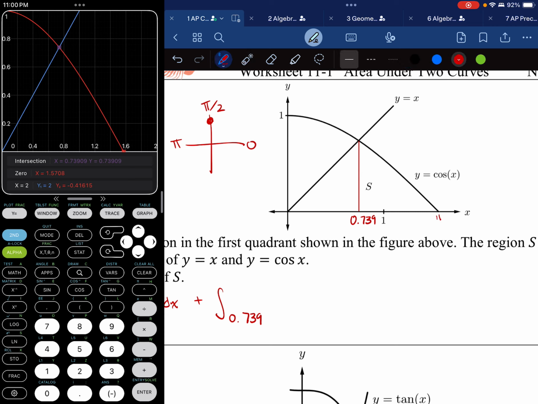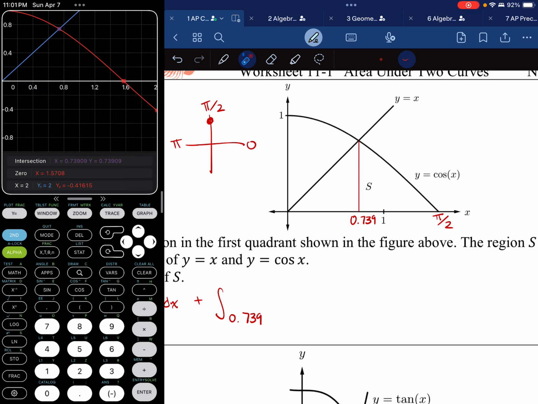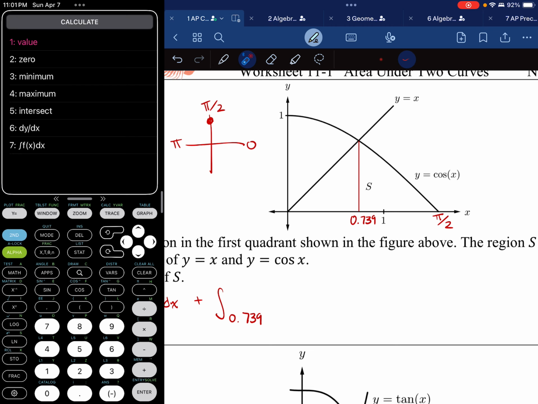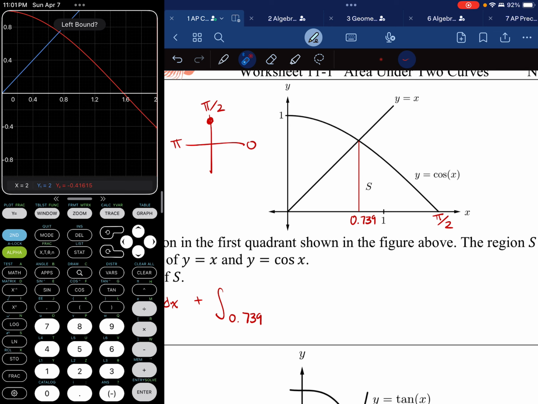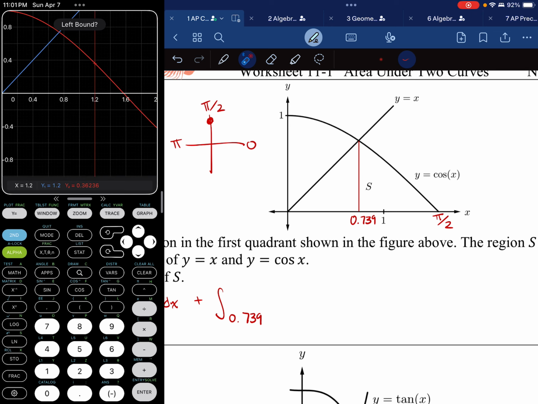So I know that this point happens to be pi over 2, but let's say you didn't know your trigonometry. How would you have found that point anyway? Well, you'd come up here to your window, and I'm changing my y minimum to -1, and we'll regraph. And now if I do a second trace and I want to find a 0, I'd hit 2. My left bound would be 1.2, and my right bound would be 2, I suppose.